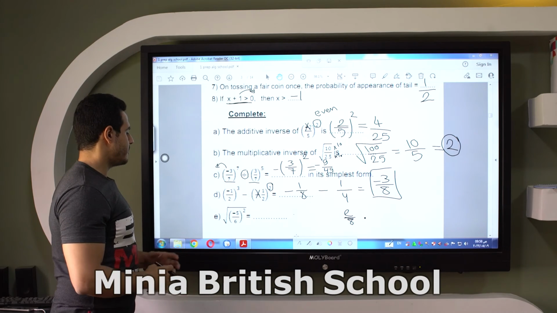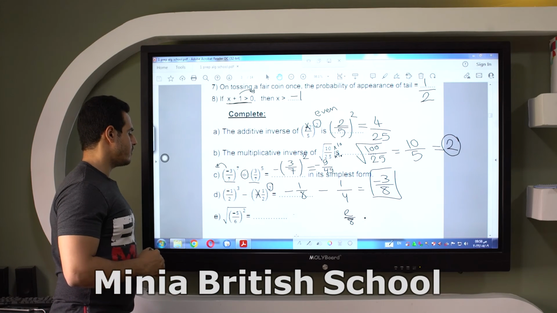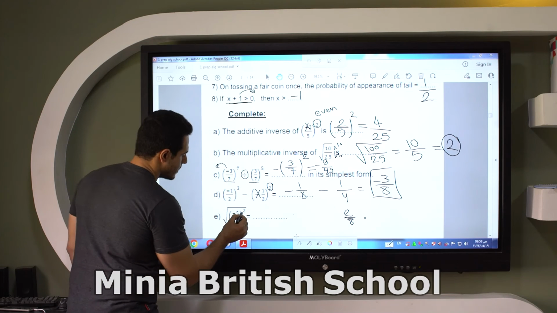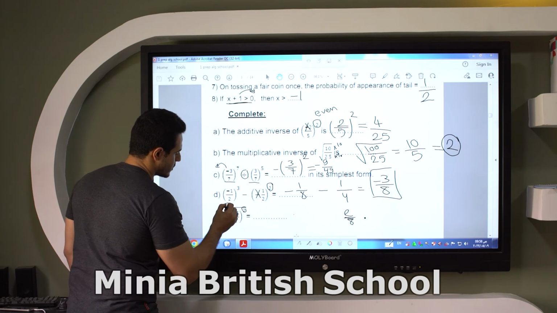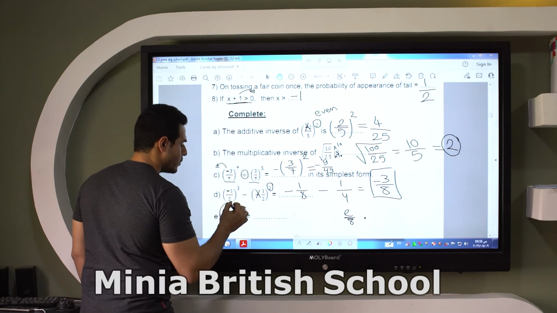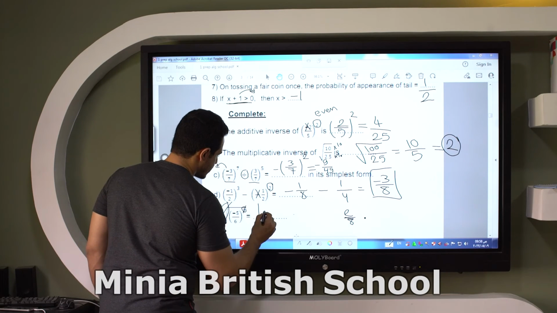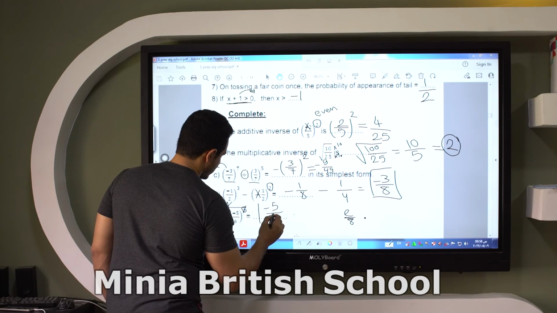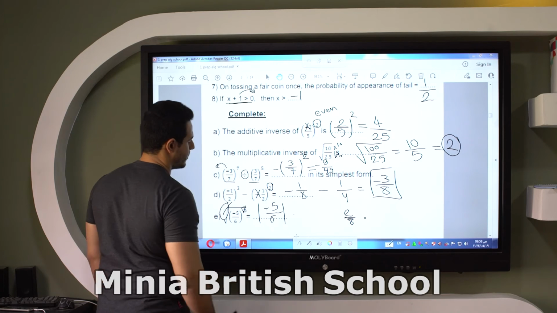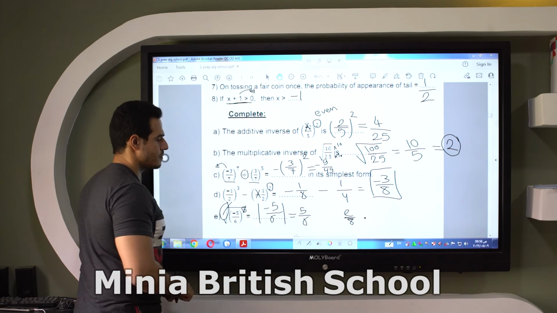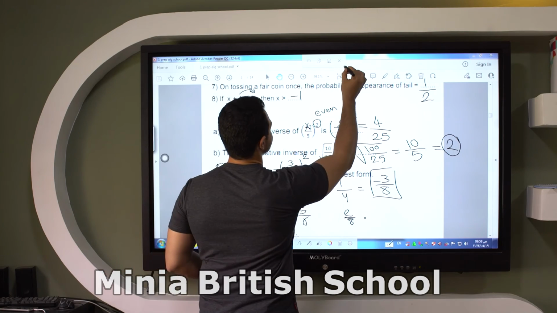Letter E: square root of negative 5 over 6 all to the power 2. This is power 2 and this is a square root. If we have a square root with a power 2 under it, we cancel both of them and write the absolute value of the number. It will be 5 over 6.